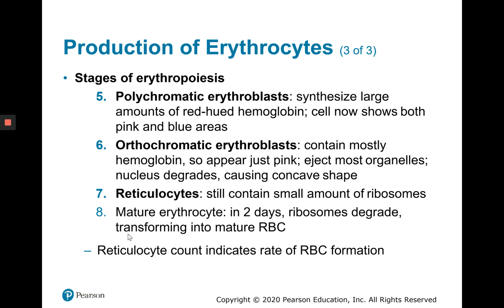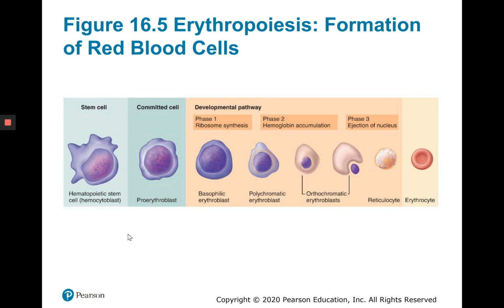But reticulocytes still contain a small amount of ribosome. And so they have to get rid of that ribosome, and make sure they spit out their nucleus. It may have begun degrading in step 6 when it's an orthochromatic erythroblast. And that happens about 2 days after reticulocytes enter regular circulation. So reticulocytes are actually what leaves the red bone marrow and enters regular circulation. And then in 2 days, that reticulocyte will become a mature erythrocyte. So you can actually count reticulocytes to get a measure of the rate of red blood cell production. So I really like figure 16.5.